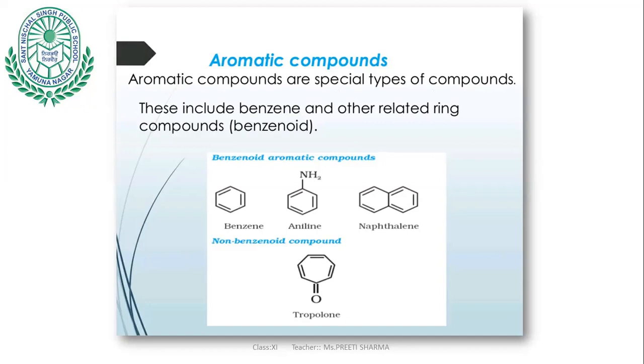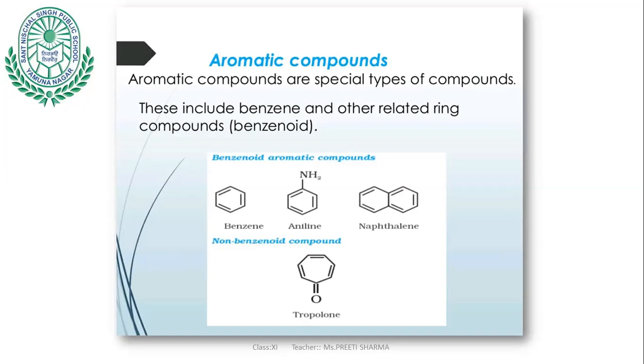And non-benzenoid aromatic compound means other than the benzene ring, if any ring is present, such as tropolone, in which we have 7 carbon atoms instead of a 6-membered ring, 1 2 3 4 5 6 7 carbon atoms, right? Or it may be an 8 carbon atom ring, right? So these are known as aromatic compounds, and these are special type of compounds, students.